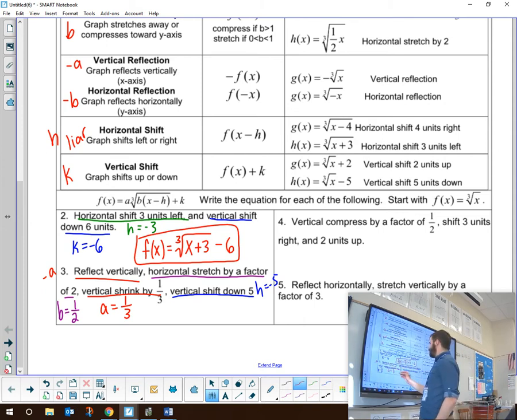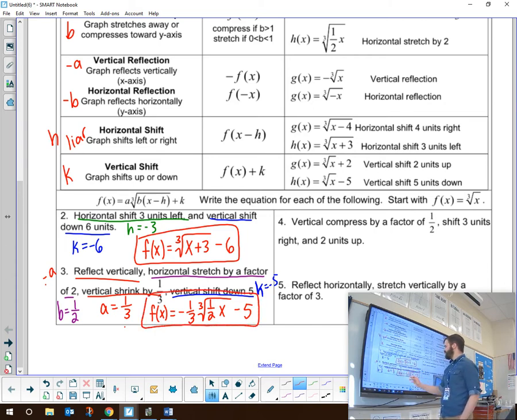So here we go. We can go f of x, or y if you prefer, equals, then my A, I know it's going to be negative, I know it's going to be 1/3. So it's going to be -1/3 times the cube root of my B. And my B is 1/2 times x. There is no H. H is just 0. So then lastly, my K. Oh, I don't know why I wrote H there. That's my K. K, there we go. So my K is -5, so that's on the end, -5. So we're going to have f of x equals -1/3 times the cube root of 1/2 x, minus 5.